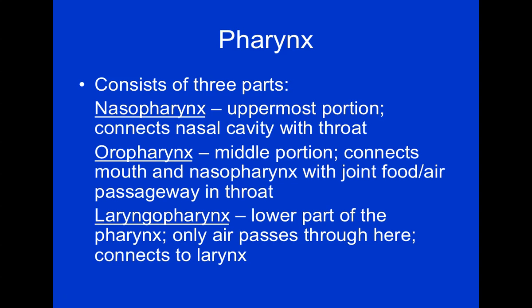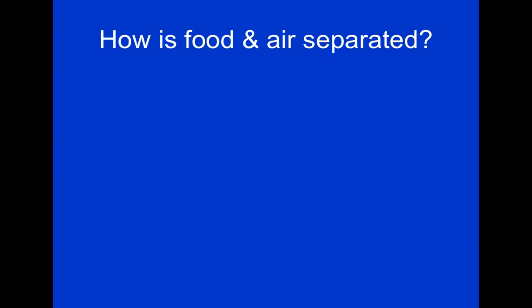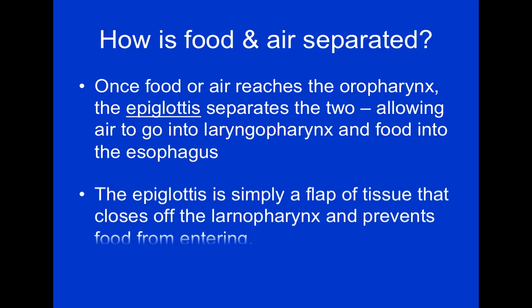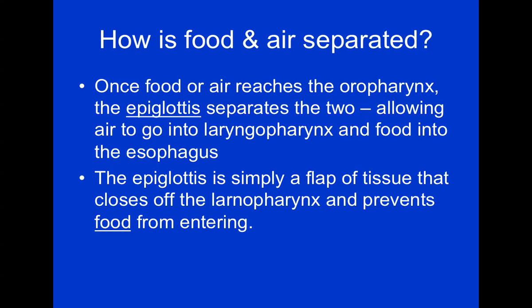So obviously at some point I need to separate out the food from the air. And how does that happen? Well, there is a structure within our throats called an epiglottis. This is what allows food to go into the esophagus and prevents food from going into the laryngopharynx. It's actually this muscular flap that goes over the top of the laryngopharynx and the larynx to help keep food particles out. So it's a flap of tissue that closes it off and prevents food from entering. This is a coordinated muscular action that has to take place, and if this fails to function properly, that's when we choke.